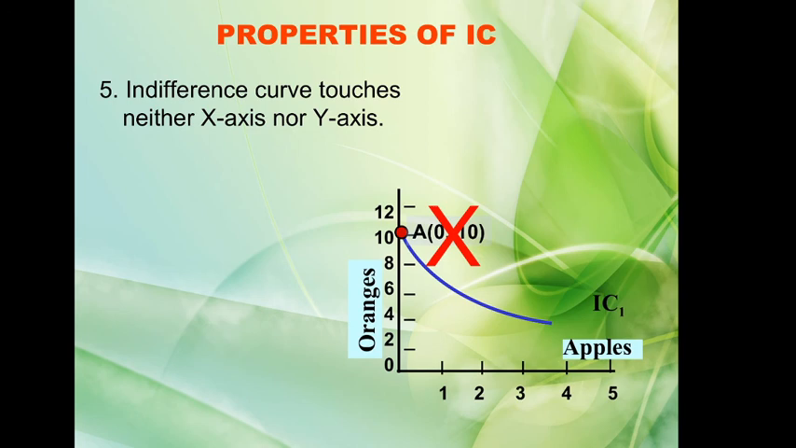The last property of indifference curve is that it never touches the x-axis or y-axis. If it touches the x-axis or y-axis, it means he would consume zero product of X or zero product of Y. So definitely that is not called a combination of two products. This is the property of indifference curve, that it never touches the x-axis or y-axis.